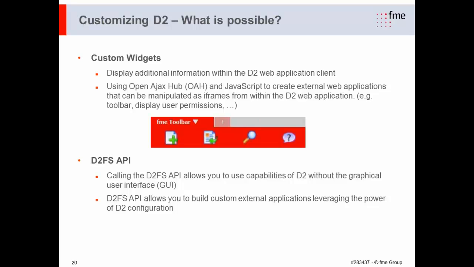That means that the D2FS service uses the configurations of D2. And if you use this API for your integration, then your documents, for example, get a unique number or are imported to the right location and all these things.